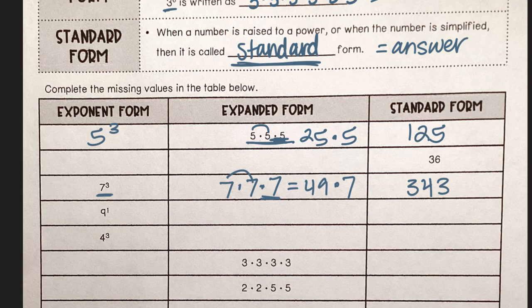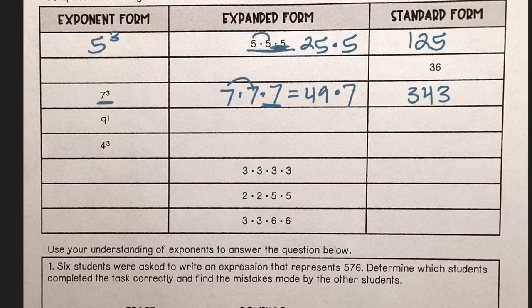I'm going to slide on down to 3 to the 4th power. So 3 times 3 times 3 times 3. My base number I know is 3 because that's what I'm multiplying over and over and over again. And I'm multiplying that base by itself 4 times. 1, 2, 3, 4. So that means my exponent has to be 4.